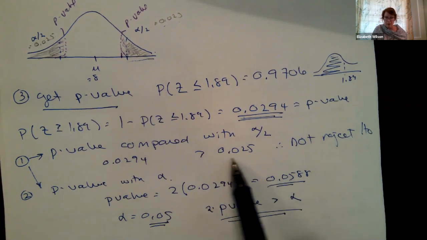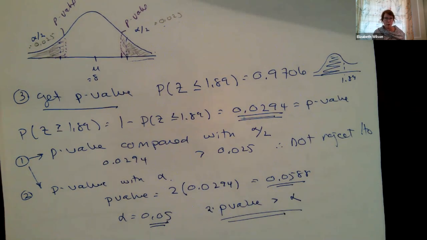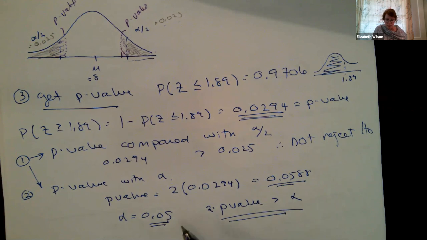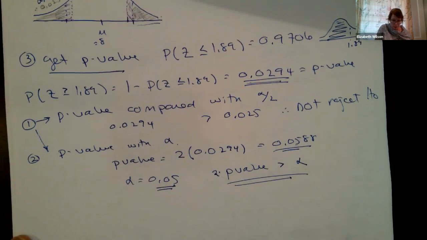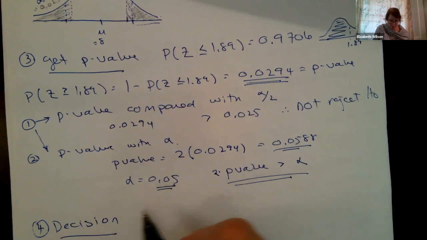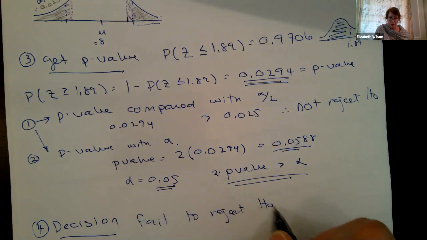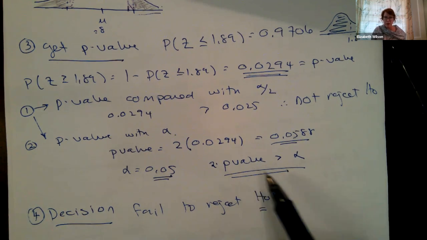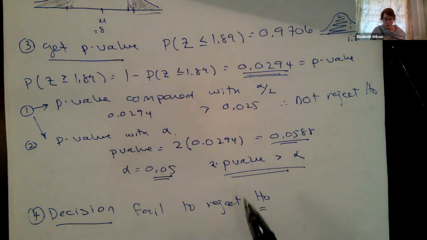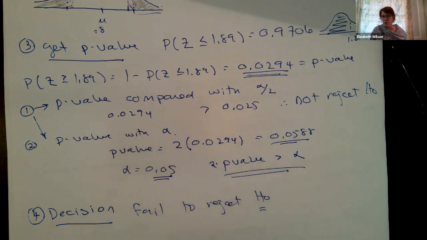Personally, I find this method a little bit more intuitive, where I'm comparing my p-value with the alpha over 2. But if you wanted to compare it with the alpha, which is technically the way we're supposed to think about it, I have to multiply my p-value by 2 because this p-value corresponds to only a half of what I'm looking at. So now my decision, I kind of wrote it over there. We're going to fail to reject our null hypothesis. Okay, because 2 times the p-value is greater than alpha, or our p-value is greater than alpha over 2.